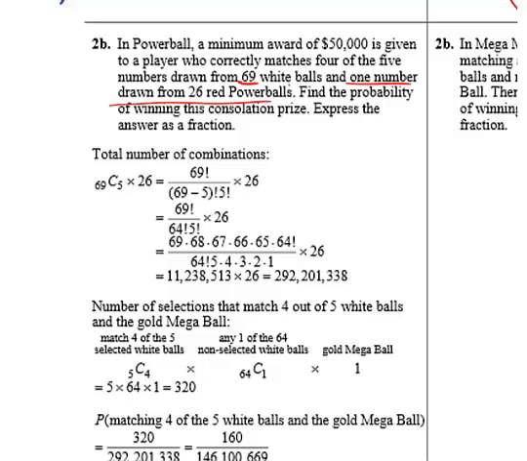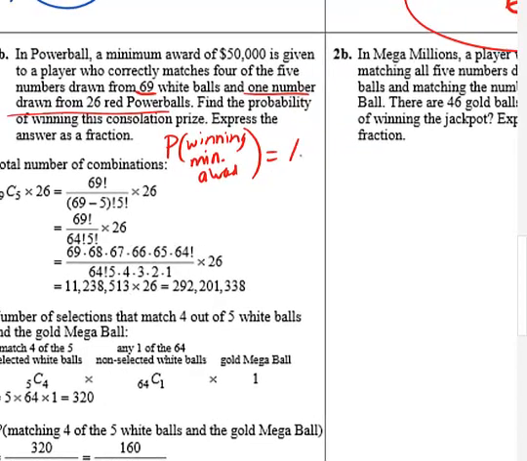Okay, well, because you're looking for the probability of winning this minimum award, it's the number of ways to get that minimum award over the total number of outcomes.